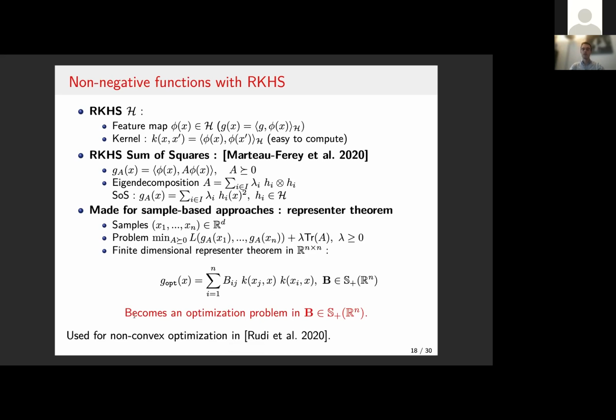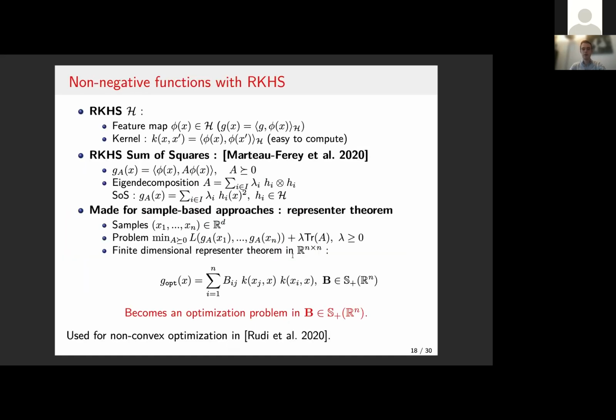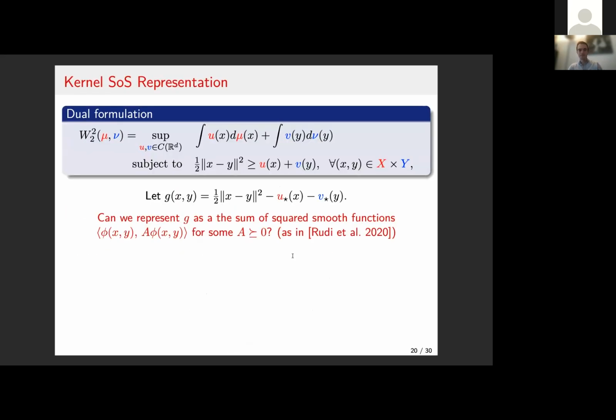And this was used, for instance, for non-convex optimization by Alessandro Rudi and Ulysse Marteau-Ferey as well, and Francis Bach in 2020. And so we're going to try and apply this model to optimal transport. So I'm going to switch to applying those tools to optimal transport. I've been a bit fast, I think, on this part, so if you have questions, I can take them now. No, okay, nothing in the chat. Okay, good. So let me try to summarize.